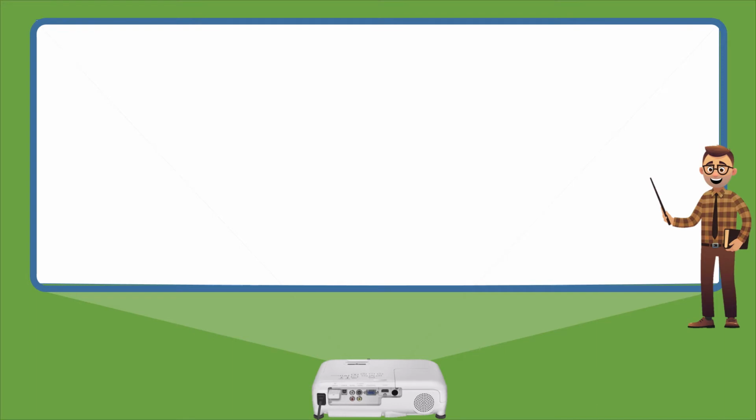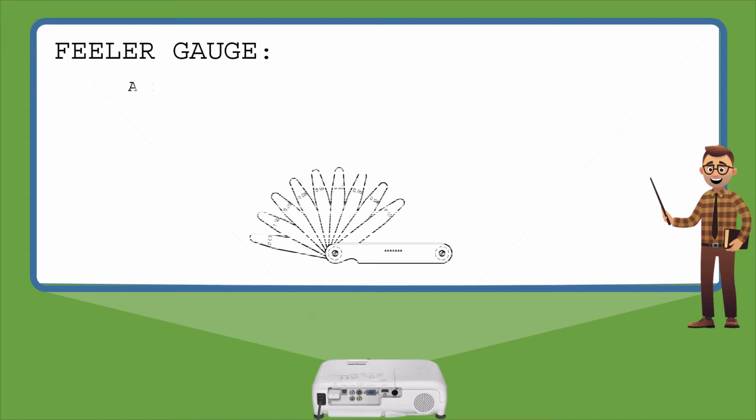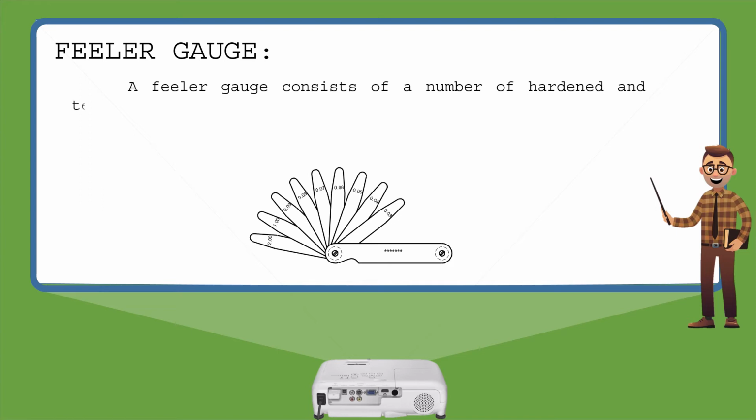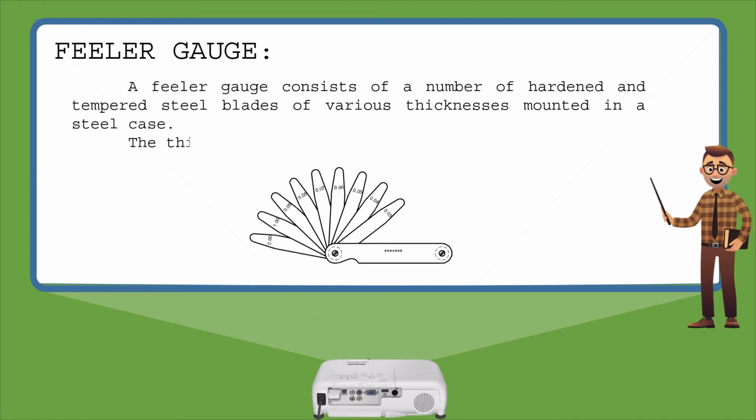The second type is the feeler gauge. Let's see the definition for feeler gauge. A feeler gauge consists of a number of hardened and tempered steel blades of various thicknesses, mounted in a steel case. The thickness of individual leaves is marked on it.